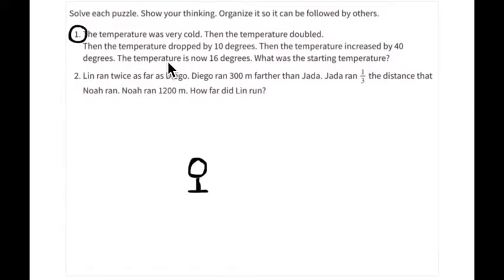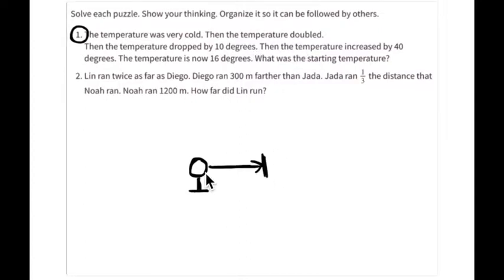I'm going to make a rough drawing of what's going on. This is just a way of getting me into thinking about the problem, just a rough draft. So I'm going to start at 0, and it says the temperature is very cold. Then the temperature doubled. Well, the temperature is very cold. I don't know if that's a positive temperature or a negative temperature. I don't know if it's above 0 or below 0. All I know is that it is cold.